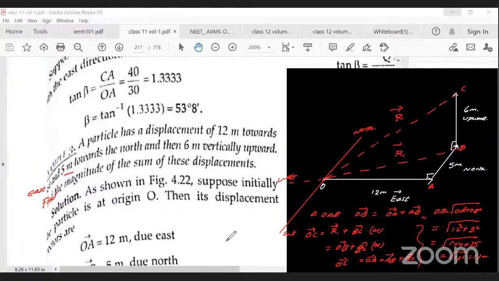Now I'm going to find the resultant here. To find the resultant, I'll take this R. So R is equal to root of, that is equal to the magnitude of OC.